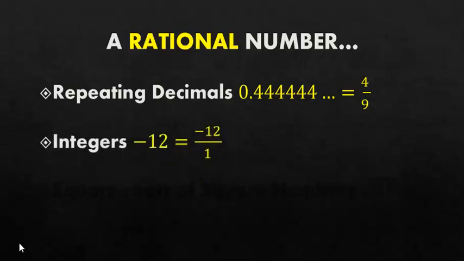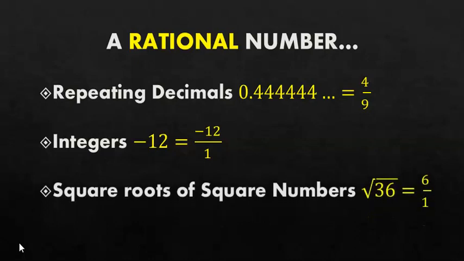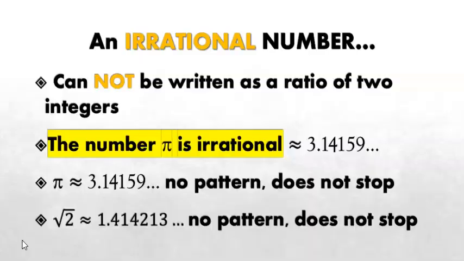Integers are like positives, negatives, -12, 0, 5. An integer can be written as the ratio of two integers because you can put the number over 1. So -12/1, -12 is an integer, 1 is an integer, so an integer must be a rational number. Square roots of square numbers are also rational numbers. Square root of 36 is 6, and of course 6 can be written 6/1, 6 divided by 1.